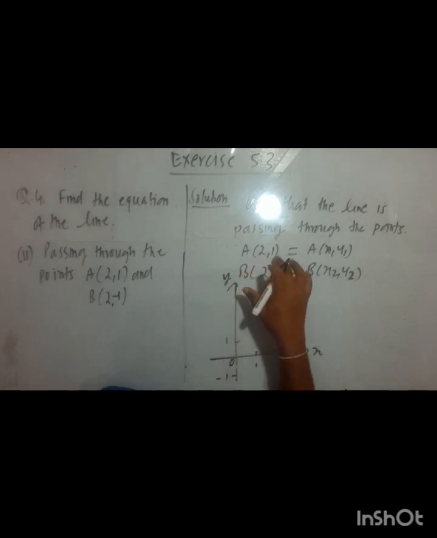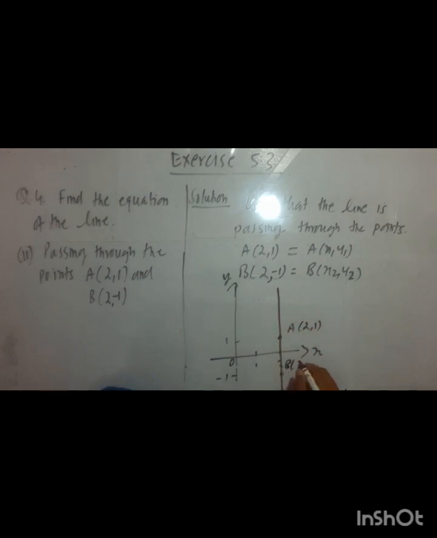Okay, so draw the point, fix the point. What is A? It is 2 comma 1. See here, 2 and this is 1. So the point will be somewhere here. This is A, your 2 comma 1. Now another point B is 2 comma minus 1. So this is 2 and comma minus 1. This is your line, the required line, which is passing through these two points. This is your B point. So these are the two points through which the line is passing.